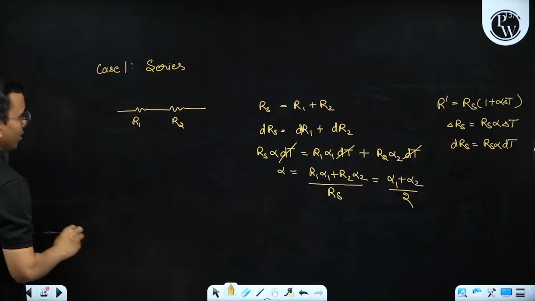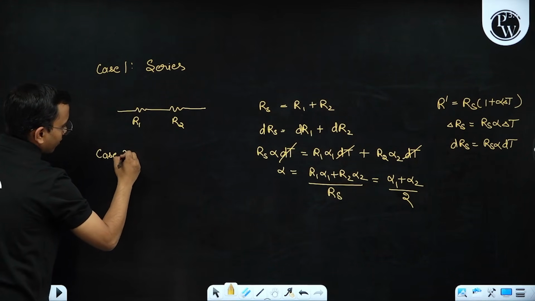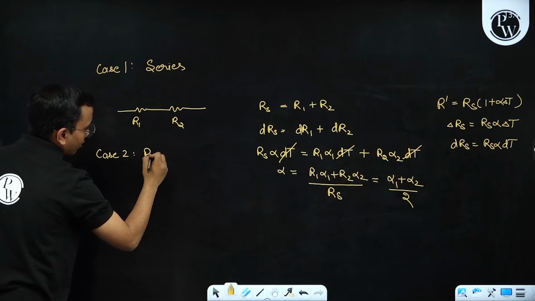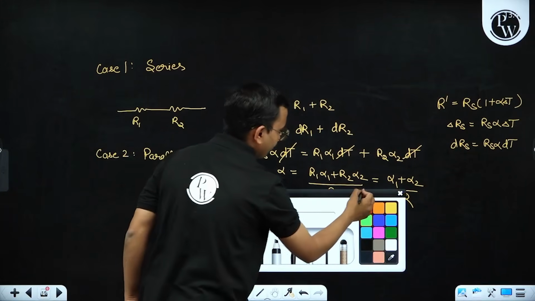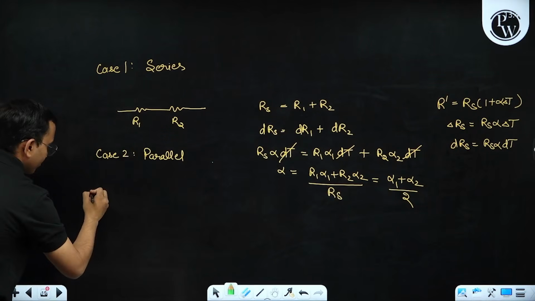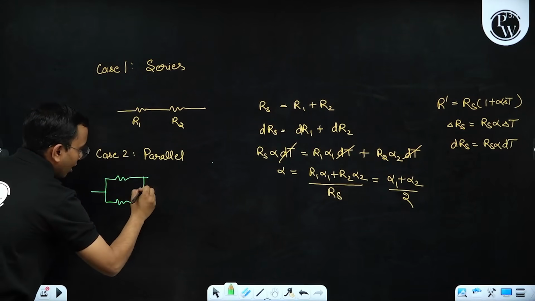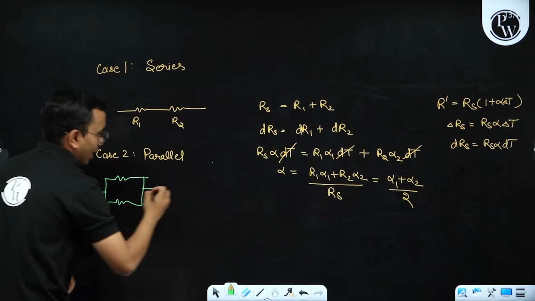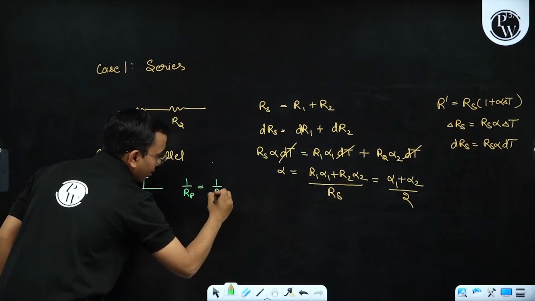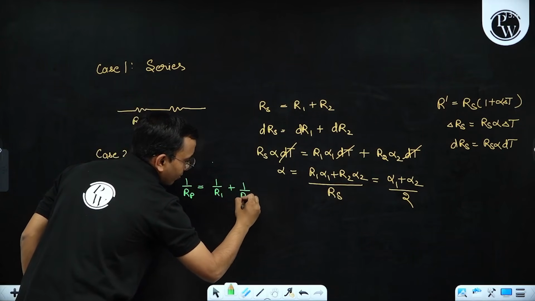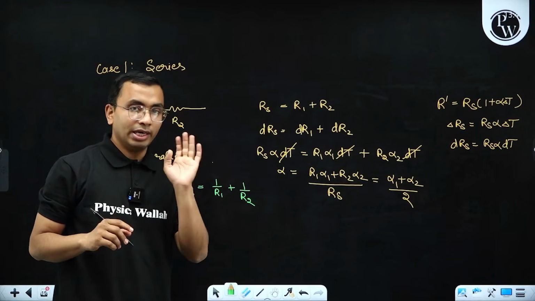Now if I talk about parallel, case 2. Let us write with a different color. Now in parallel we have two resistances R1, R2 in parallel. So from there I know that 1 by R parallel equals 1 by R1 plus 1 by R2. This relation I know. I need the relation between dR1, dR2, and dR parallel.